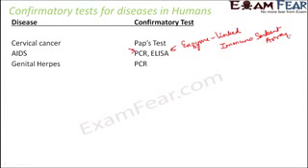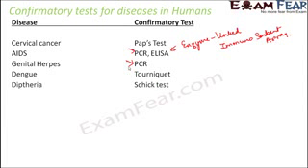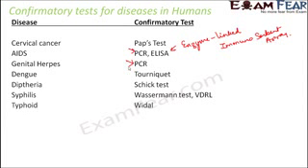Next is genital herpes. Genital herpes again is a disease of the genital parts, and for this also the confirmatory test is PCR, that is polymerase chain reaction. Dengue fever, the confirmatory test is tourniquet. For diphtheria, it is Schick test. For syphilis, it is Wassermann test as well as VDRL. For typhoid, it is Widal test.